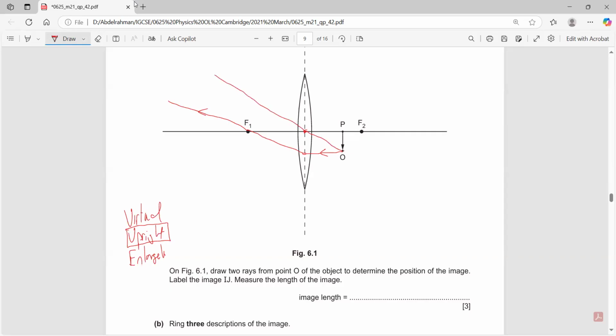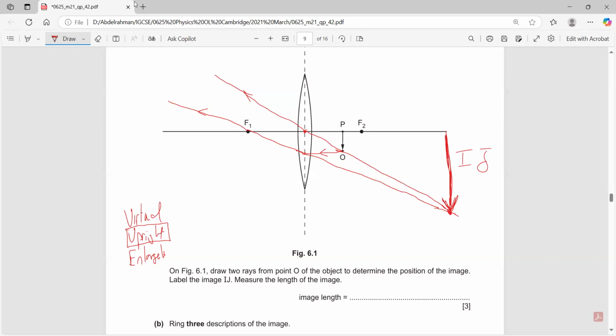And they will not meet on the left-hand side. When you extend these lines backwards this way, they will both meet somewhere on this side, which is your image. So this is the image. Again, you're drawing a lot more accurately than me, but the image should appear somewhat like this. So this is the image IJ.